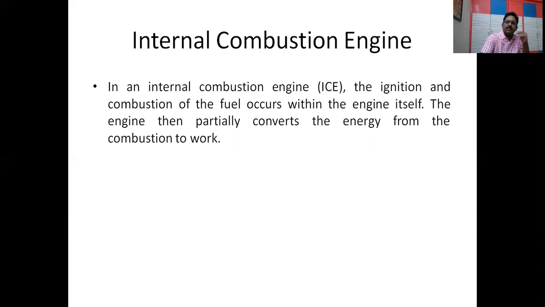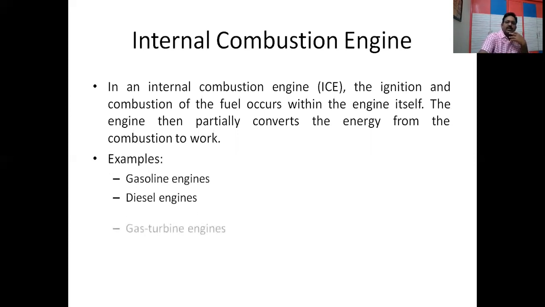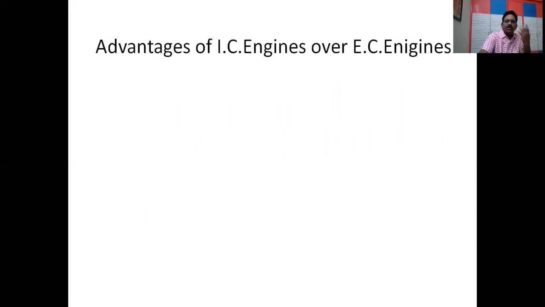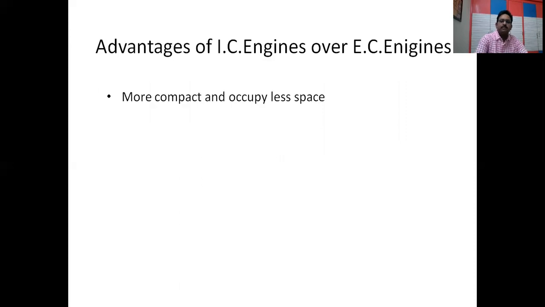So internal combustion means the combustion takes place inside the cylinder. We have so many examples: gasoline engines, diesel engines, gas turbine engines, rocket propulsion systems. All these things use internal combustion. So what are the major advantages of IC engines over external combustion engines? Why do we need IC engines? What are the advantages that we have when compared to the external combustion engine?